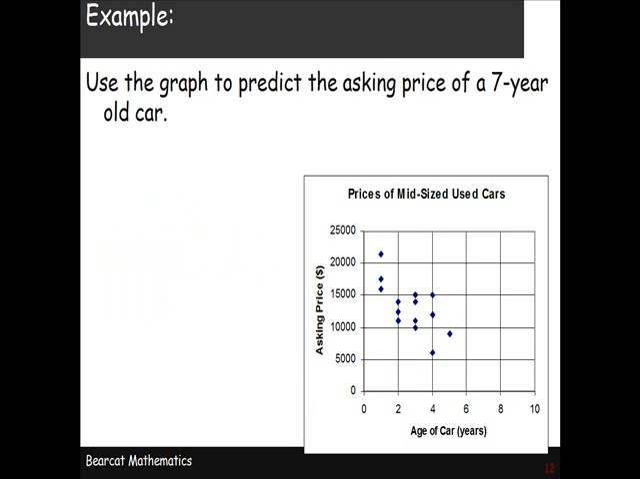Use the graph to predict the asking price of a 7-year-old car. So a 7-year-old car would be over in here somewhere. One way we can predict that is to try to find a trend line and then just see where that trend line hits 7 years. So here's a trend line, trying to get a line as close to all the data points as possible, and that would hit at about $5,000 for a 7-year-old car. So we would use the graph and say that would be about a $5,000 asking price.